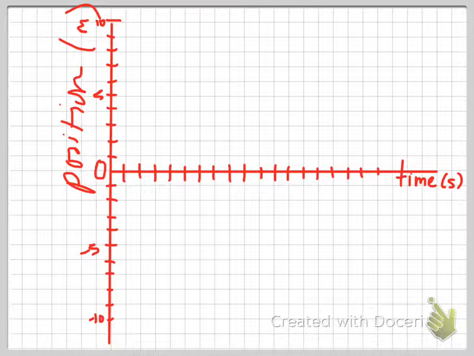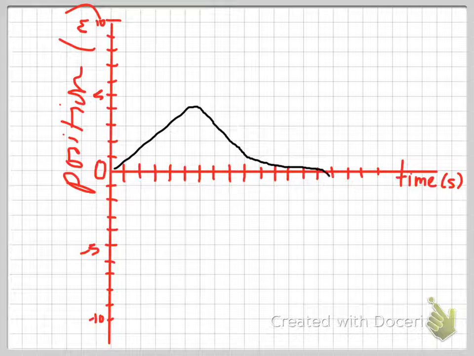So I'm going to plot the motion of an object, and we'll do some line segments. And I want you to tell me things about its velocity. Okay. Now let's segment that line a little bit.